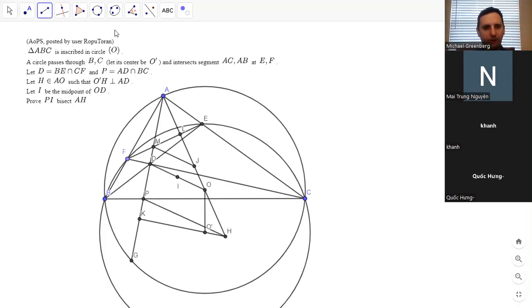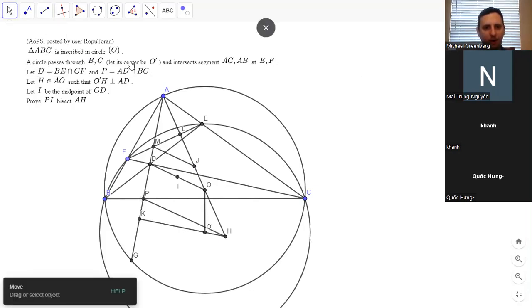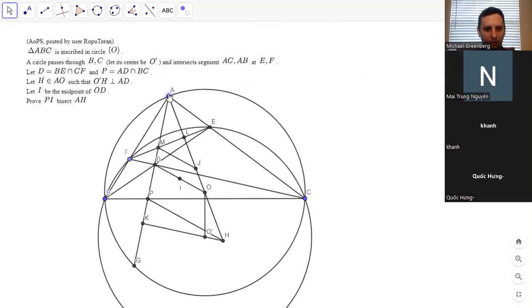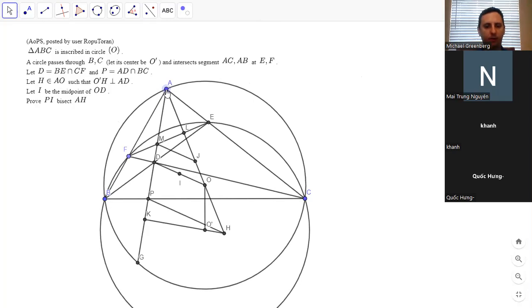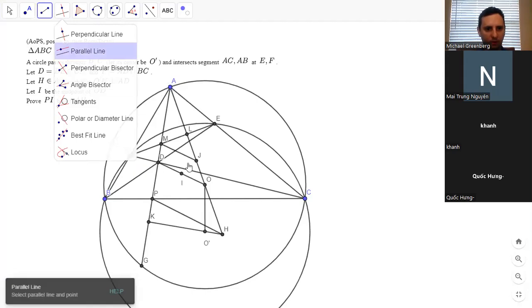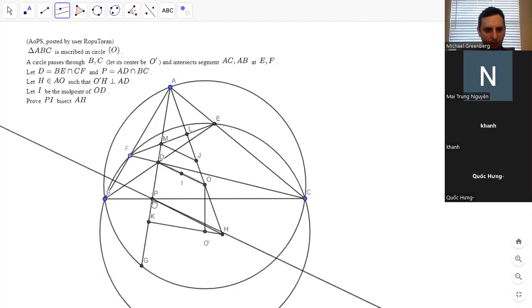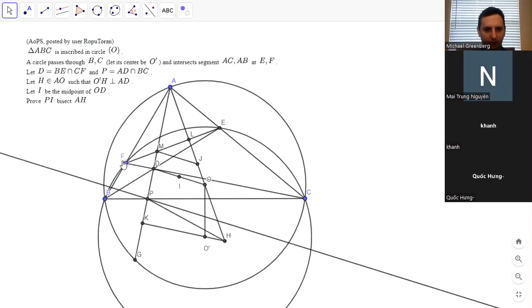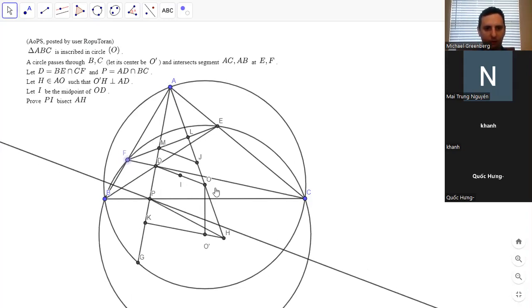And almost, is PH also parallel to them? I don't know. It almost looks like PH is parallel to both of them, right? Let me check that that's actually true. Oh, it's not. It just looks like it. Because if I move F around, yeah, that's not true. So yeah, those are parallel, but PH is not.